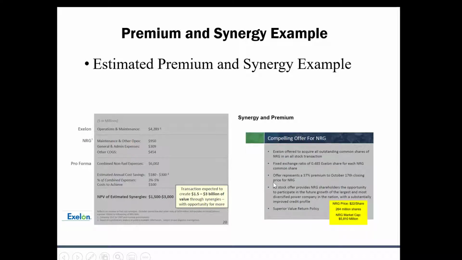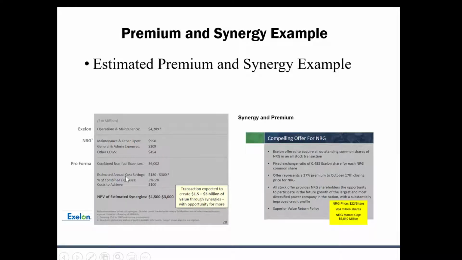They offered a premium of 37% on the target company, NRG. So NRG's stock price was 22. It had 26.264 million shares. That's their market cap. You multiply those two things together. I know it's obvious to most of you. When they were going to do this, the people from NRG were going to get this premium because of the exchange ratio. They were going to get relatively more shares of Exelon.